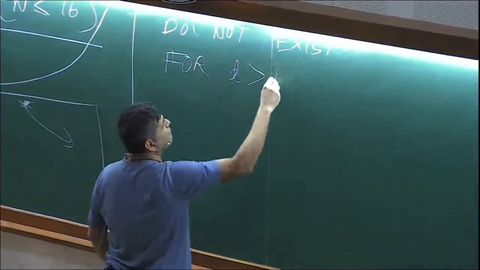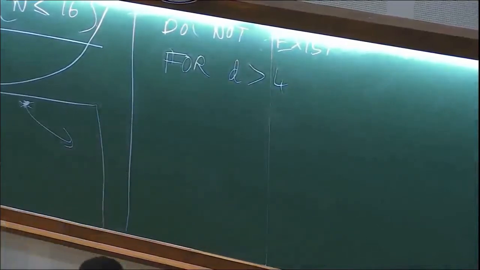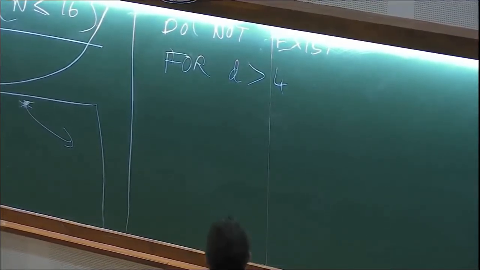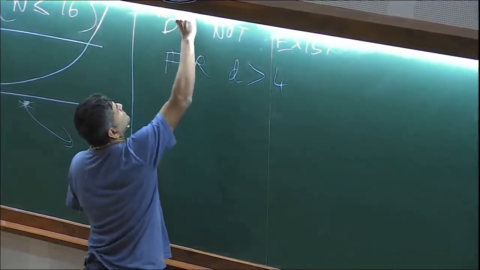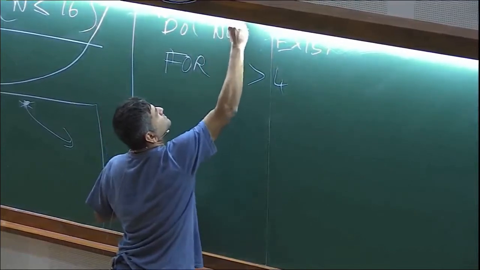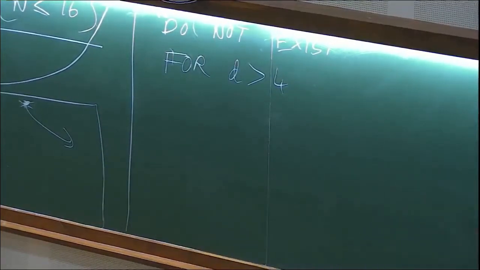For d greater than 4, you take all the non-free theories in the world and write down the relevant operators that are not just mass terms. You can always write down mass terms that are relevant operators, but any interacting operator does not exist in d greater than 4.